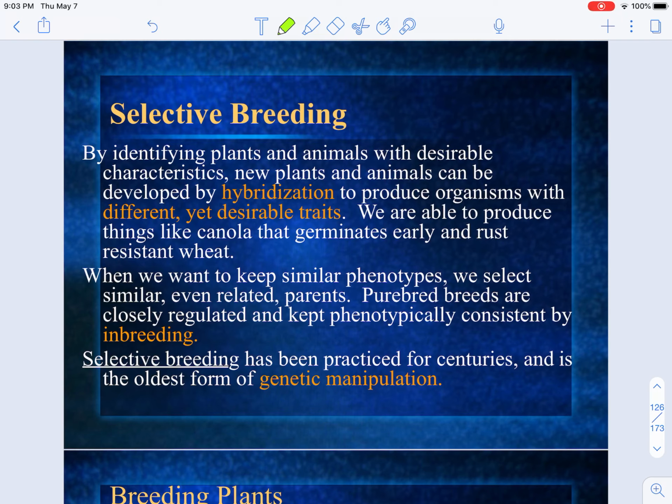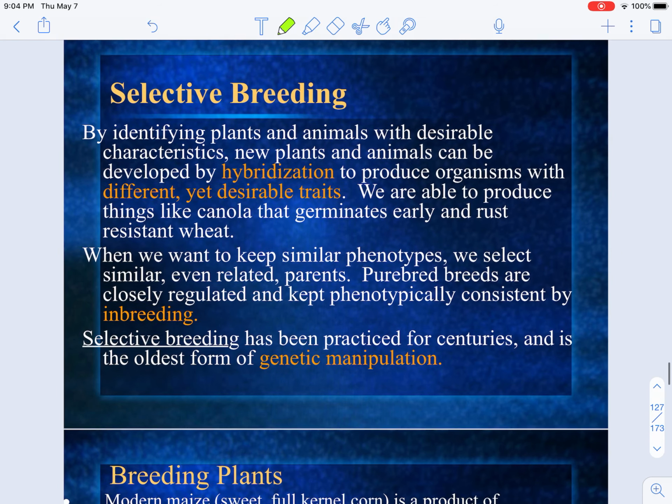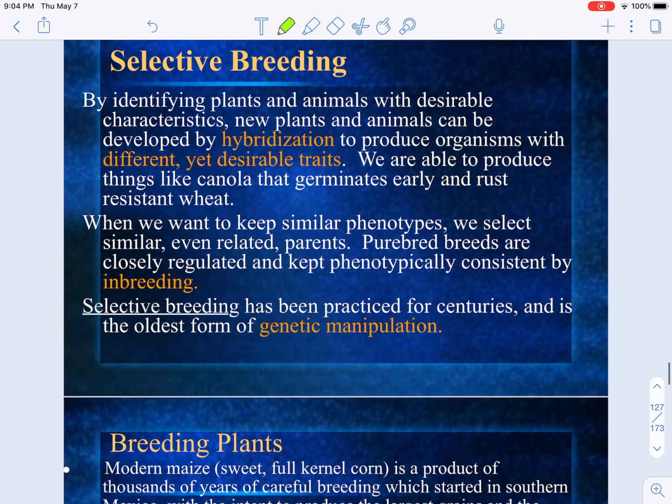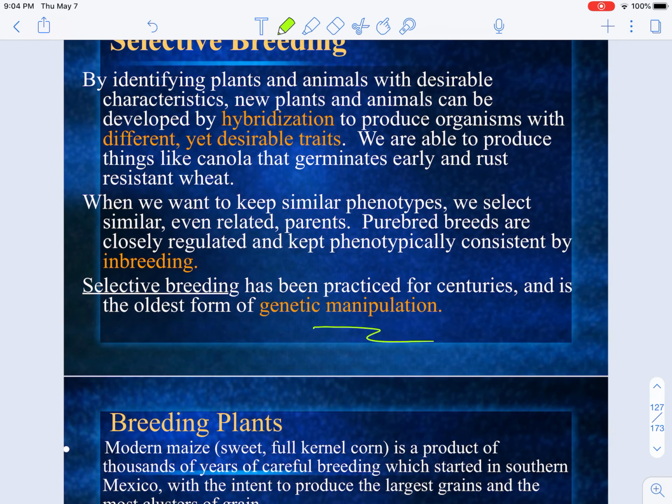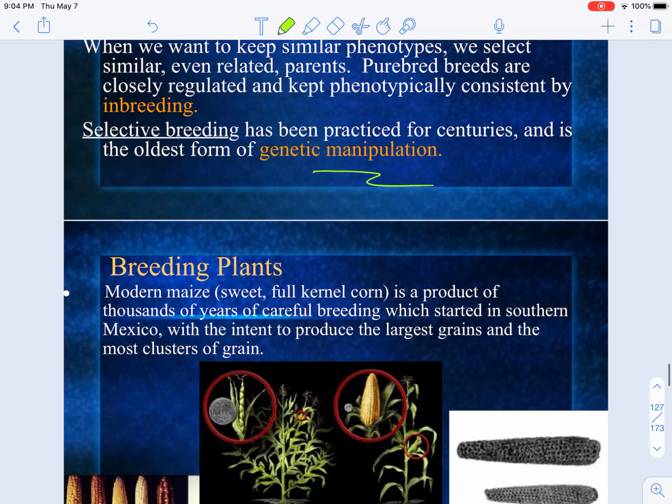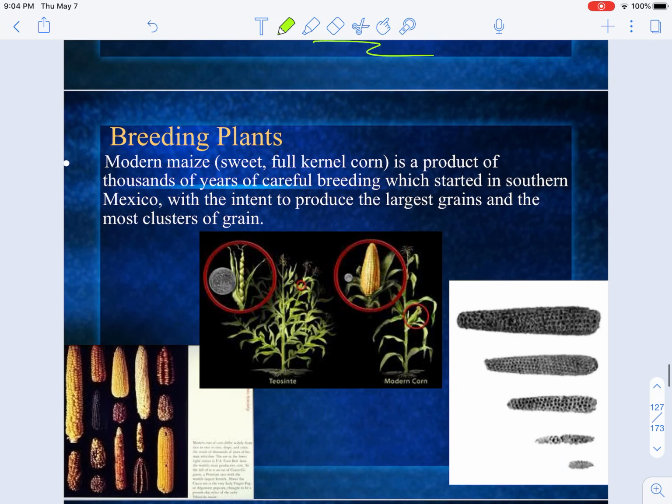Selective breeding is when, mostly in agriculture, in plants and animals, desirable traits are chosen, and those will be used as the parents of the next generation. This is basically genetic manipulation, but it's a way that the desirable traits are refined over many years of breeding.